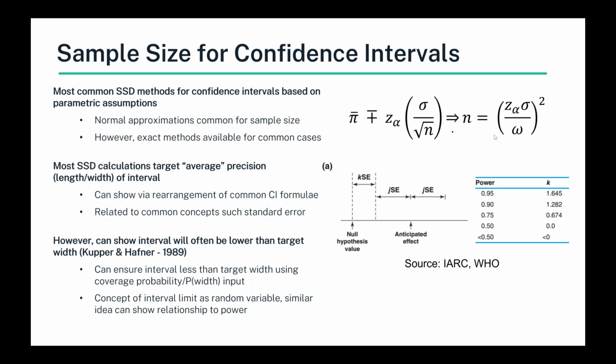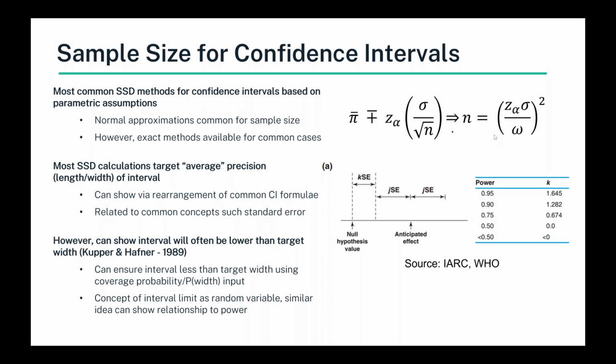An important point here is that these sample size calculations are targeting the average precision of an interval. In other words, an average confidence interval width. Just one quick sidebar here: I'm saying width, but the size of a confidence interval is also often described as the length, which can be a bit confusing, both words being used to describe the same thing, but I'm going to try to stick to width. Obviously here, a narrow or small width is considered more precise, whereas a wider or larger confidence interval width would be considered less precise or of lower quality.